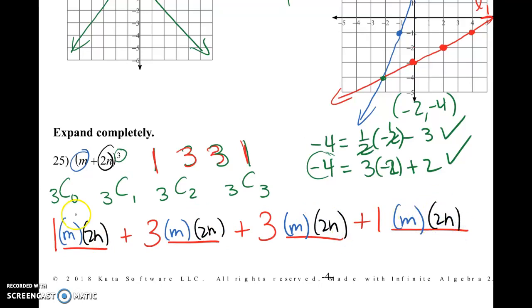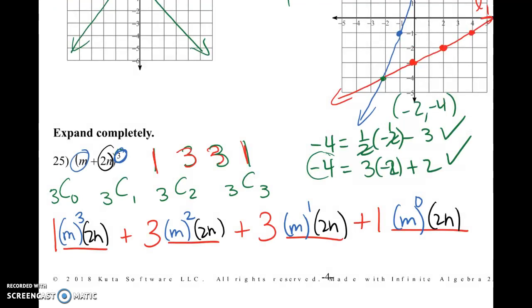Now our exponents start with the highest degree, which is 3, and we decrease, so 3, 2, 1, and 0. Now these exponents, sorry about that. These exponents always have to add up to that degree, so if this is a 3, this must be a 0. This must be a 1, a 2, and a 3. They increase.